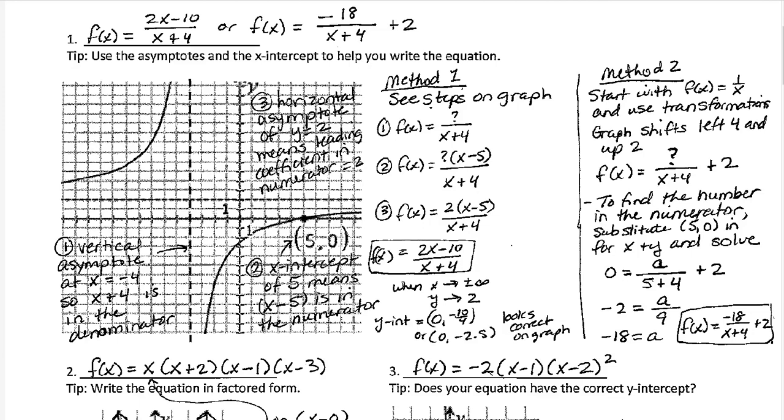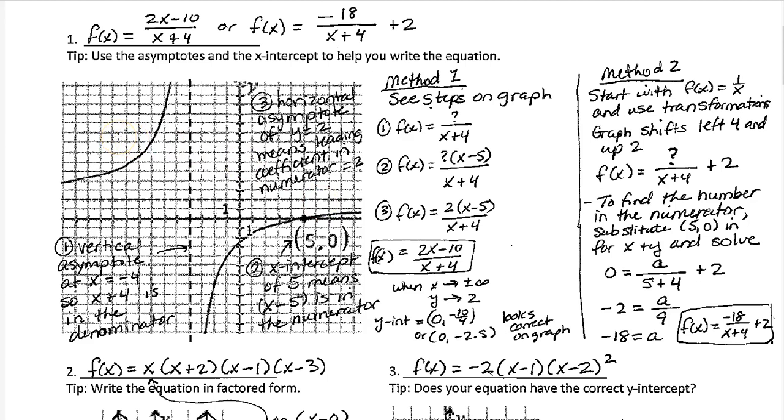I thought it might be helpful for you to hear me explain some of the problems on the worksheet, writing equations from graphs. So let's look at our first problem here. When we're looking at this graph, we notice that it has a vertical asymptote at x equals -4 and a horizontal asymptote at y equals 2.